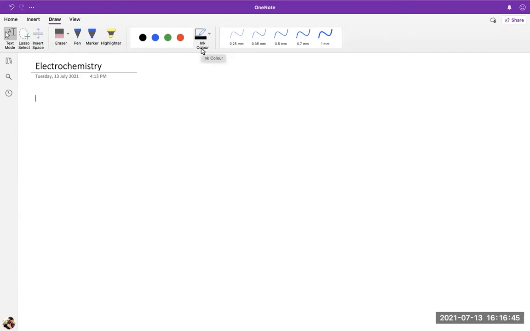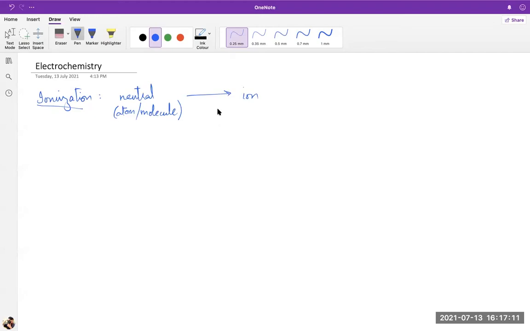The second thing that you need to know is a few terms. The first term I would like to introduce to you is ionization. Ionization is when a neutral thing, like an atom or a molecule, becomes an ion, right? So it's not neutral anymore. Now that could be because it has gained an electron or it has lost an electron, but there's always a redox process involved and it becomes an ion.